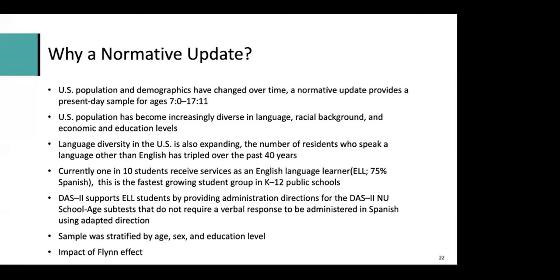Now, in addition to capturing a more representative sample of children, research also indicates that older norms produce inflated scores on cognitive ability measures. And I'm referring here to the Flynn effect, right? This is a consistent pattern of longitudinal change that occurs in human cognitive ability over time.